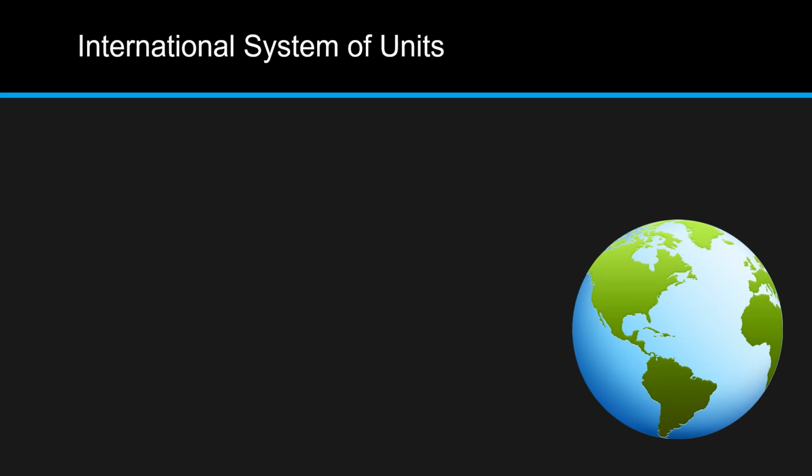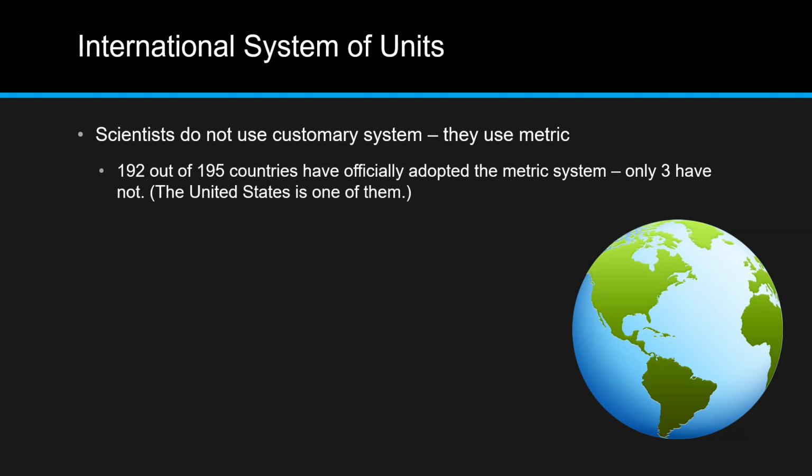One important thing to note is that scientists do not use the customary system of units. They only use the metric system. The reason why is because the metric system is used most around the world. 192 out of 195 countries have adopted the metric system as their official system of measurement, and only 3 have not. The United States is one of them. So the vast majority of the people all around the world use the metric system, not the US customary system.